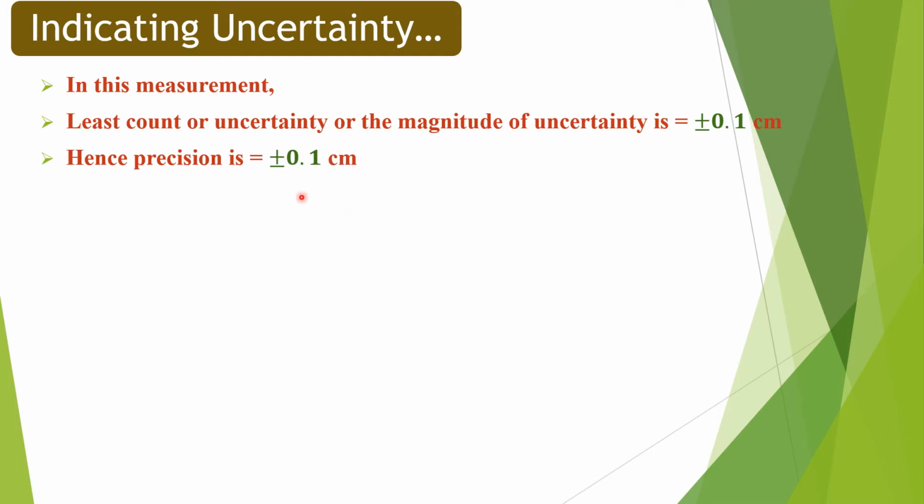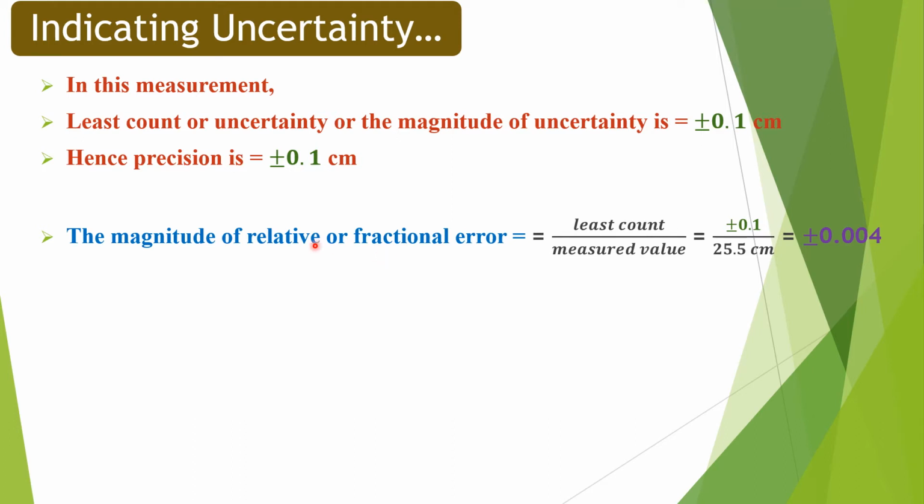of the measurement. The formula of the magnitude of relative or fractional error is equal to least count or uncertainty or absolute uncertainty or magnitude of uncertainty divided by the measured value. In our experiment, the least count or magnitude of uncertainty or absolute uncertainty is equal to plus minus 0.1 and the measured value is 25.5 centimeters. By putting the values and dividing, we get the magnitude of relative error or magnitude of fractional error that is equal to plus minus 0.004.